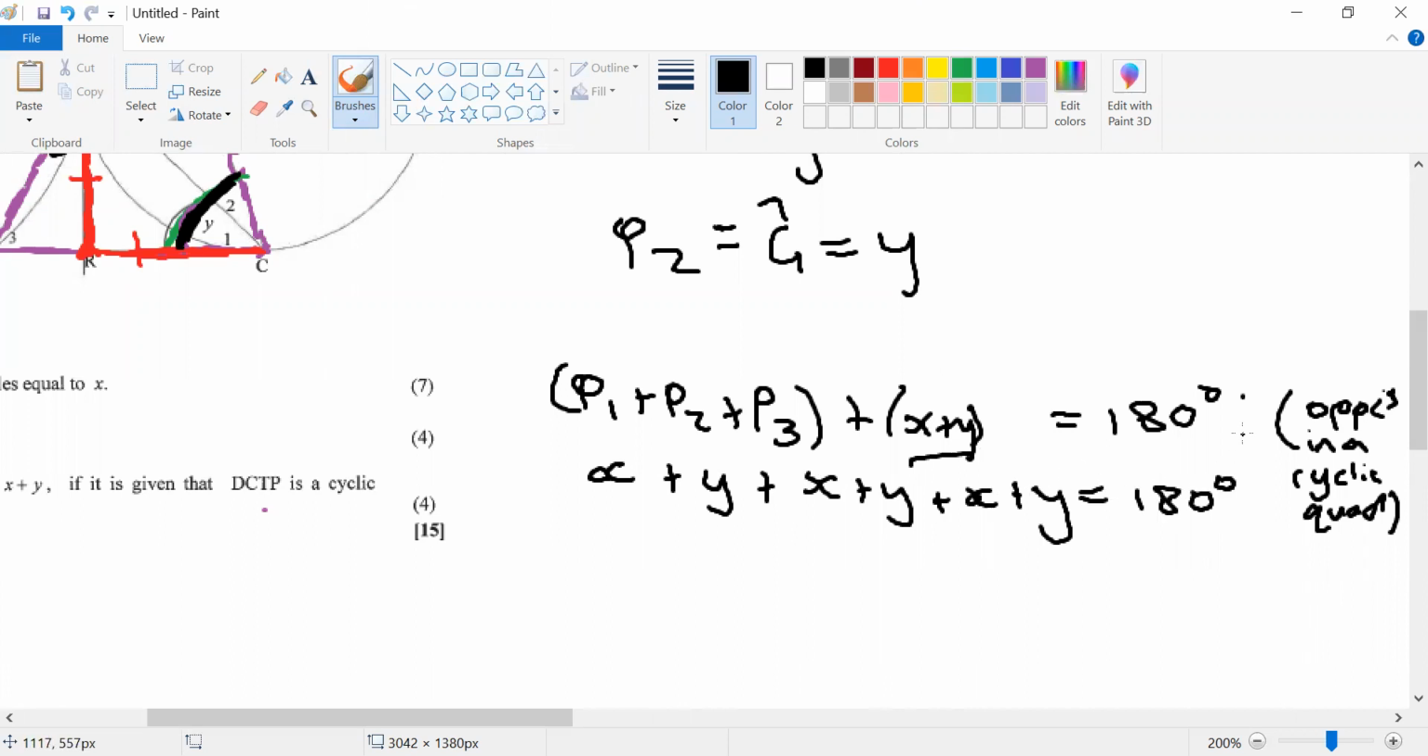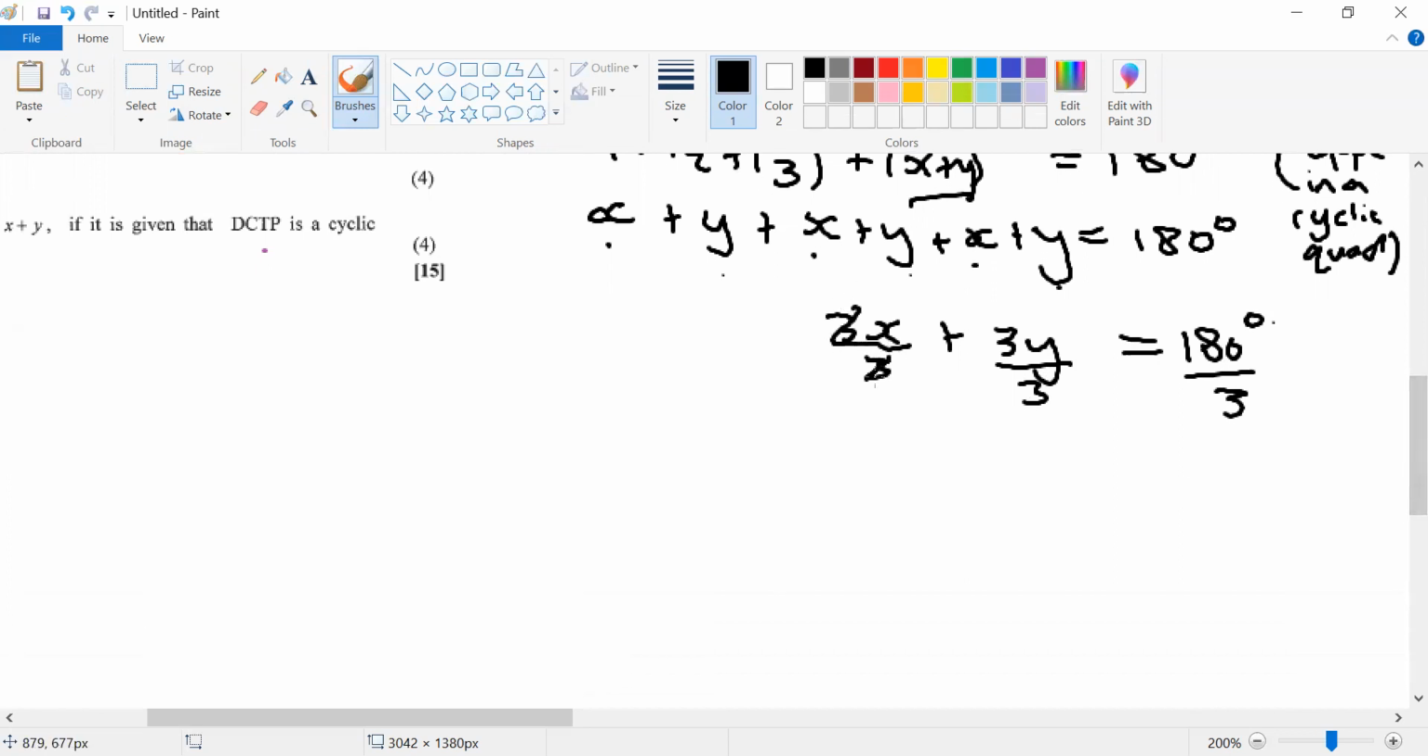Now let me group everything that I have. I have X plus X plus X, which is 3X, plus Y plus Y plus Y is 3Y, is equal to 180 degrees. Now, I want to just divide throughout by 3 because I want to get only X plus Y on its own. And when we do that, these 3's cancel, and what I'm left with is X plus Y is equal to 180 over 3, which is simply 60 degrees.